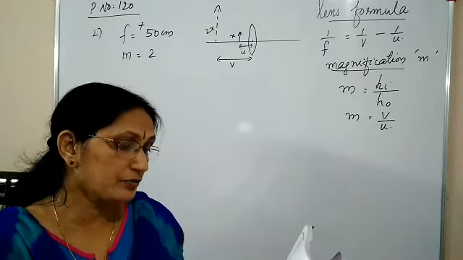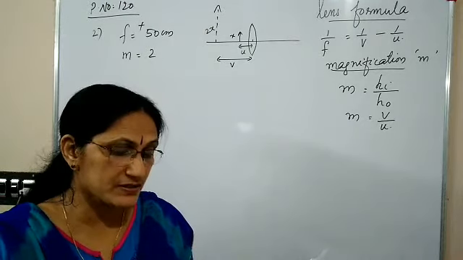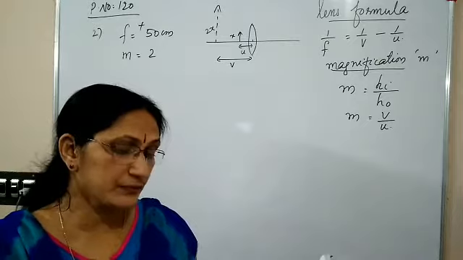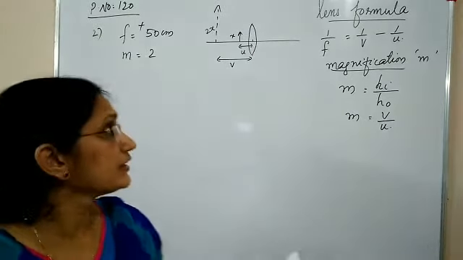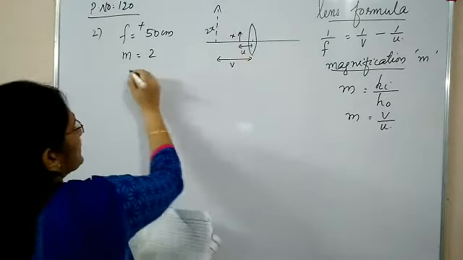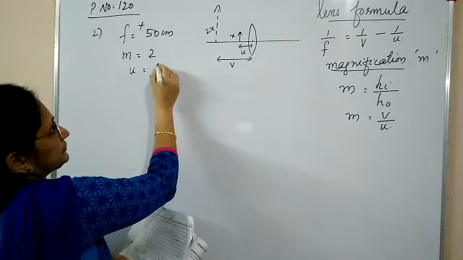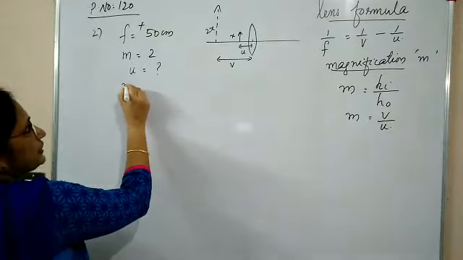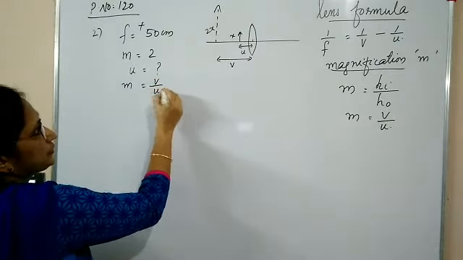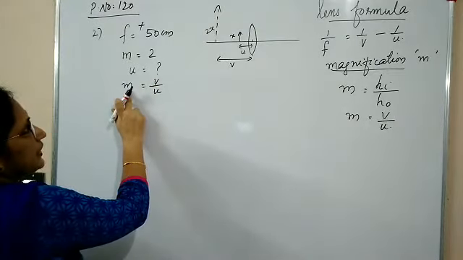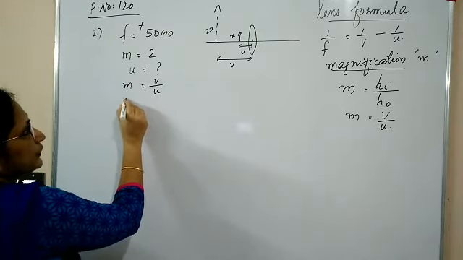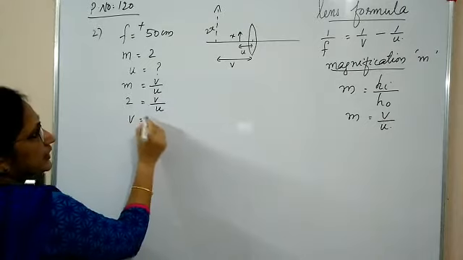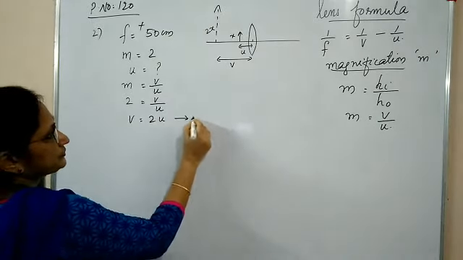You are asked to find out where the object should be placed to get such an image. Then m is equal to v by u. Here m is equal to 2, which is equal to v by u. So v can be taken as 2u.